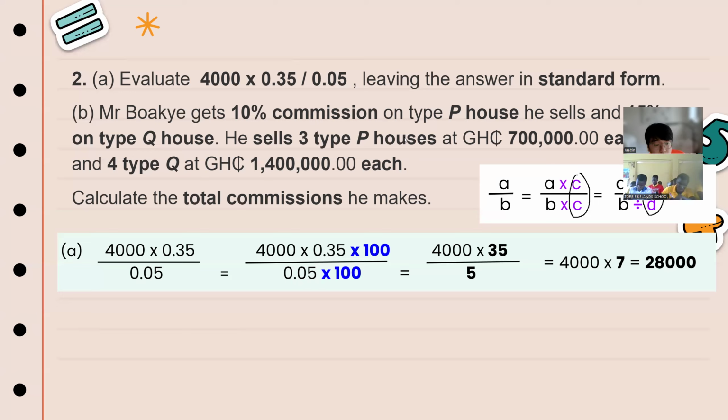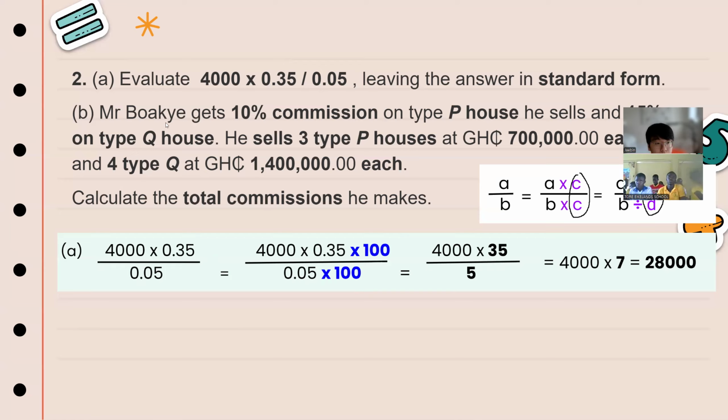Okay, so I hope everyone understands this concept of multiplying and dividing the numerator and the denominator by the same number, and that the fraction would be the same as it was before. Yes. Then let's solve question 2B.